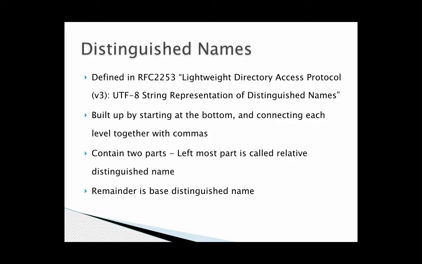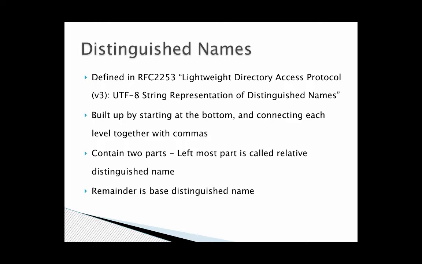Okay, these are actually defined in that RFC 2253. It uses a UTF-8 string representation, which means it's easily readable. This is just a standard ASCII type character. It's built up from the bottom rather than the top. Right, so when you're writing it out, you have the UID B Marshall would be the first entry, followed by the, what was it, OU people, I think it was. Yeah. And then go back up.